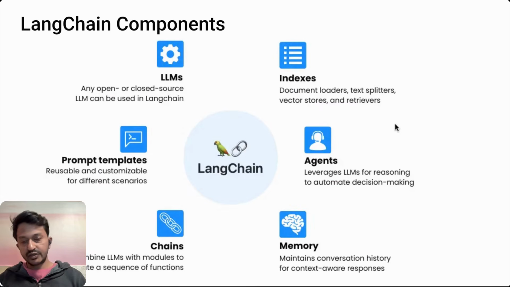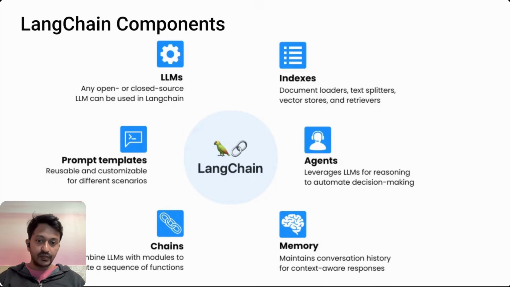Hey guys, so we understood the meaning of LangChain, how LangChain can be subdivided into two parts, that is Lang and chain. What is the literal meaning of LangChain we saw? And now we are seeing the LangChain components.